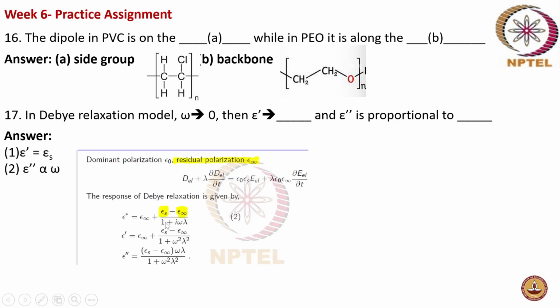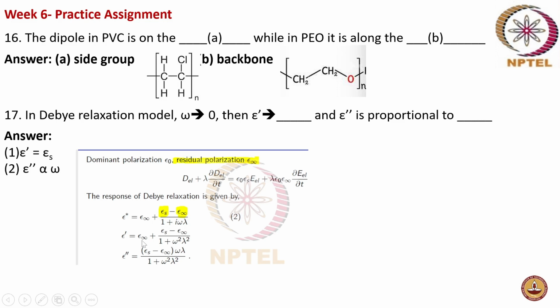So when omega tends to 0, what happens? When you substitute 0 for this, this term goes to 0. So it is just epsilon infinity plus epsilon s minus epsilon infinity by 1, which is nothing but epsilon infinity plus epsilon s minus epsilon infinity. That means your epsilon prime is equal to epsilon s.